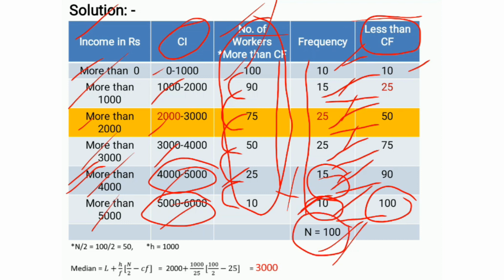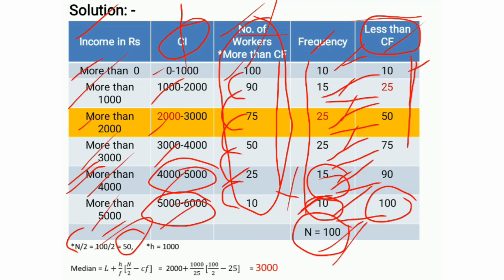After getting this cumulative frequency, these are the three columns required: the class interval column, the frequency column and the less than cumulative frequency column. After finding this, there is a star here. You just check n by 2. N by 2 is nothing but 100 by 2, which is equivalent to 50. Why do we need to find this 50? In the less than cumulative frequency column, you check for a number which is greater than or equal to 50.